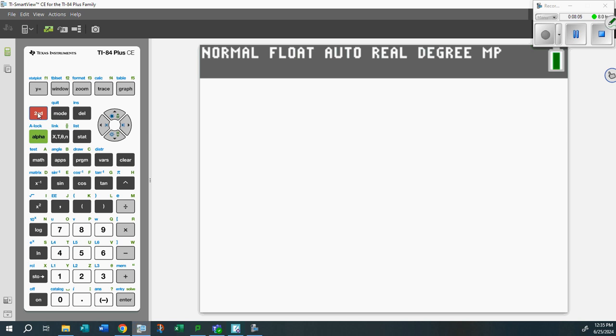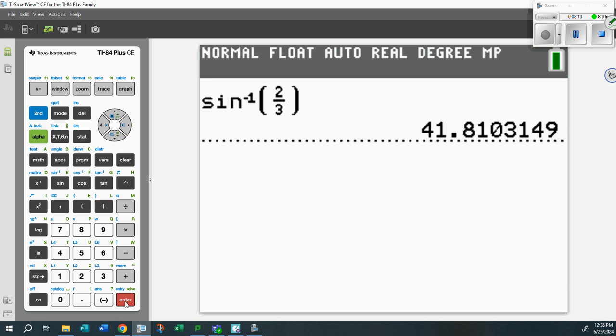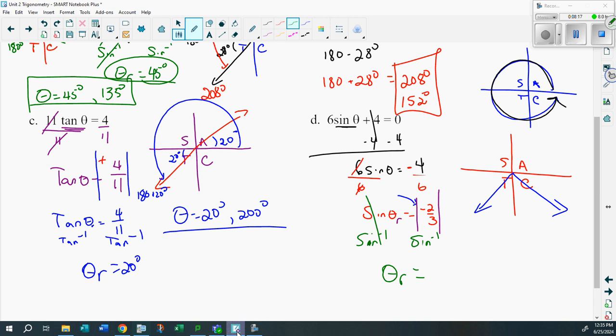Inverse sine of positive 2/3. Perfect. There it is. Give me the angle. Angle works out to be 42 degrees. Okay, so theta reference is 42 degrees. That means this guy's 42. That means this guy's 42, and you're good to go.